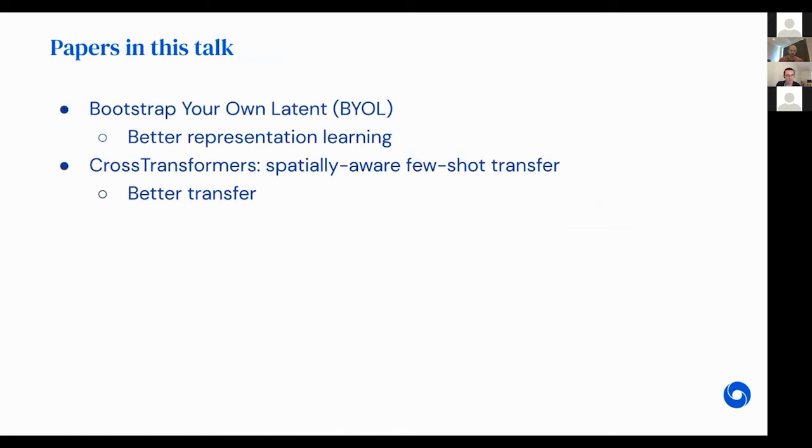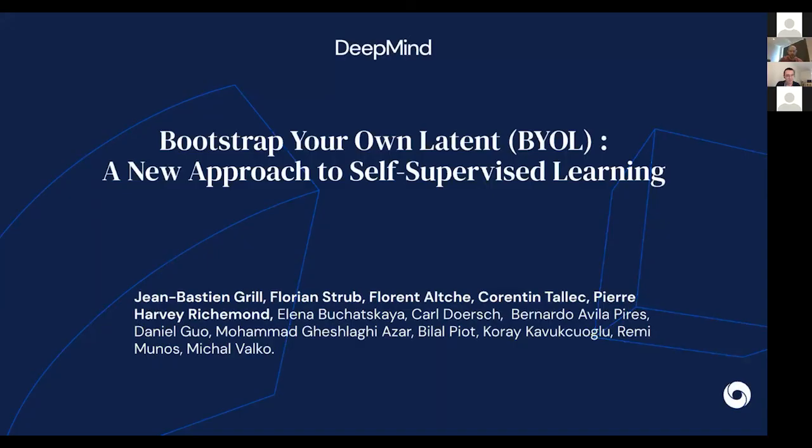So there are going to be two papers that I talk about that go in these directions. First of all, BYOL, which is about better representation learning, and then Crosstransformers, which is going to be about improving the transfer. So let's dive right in.